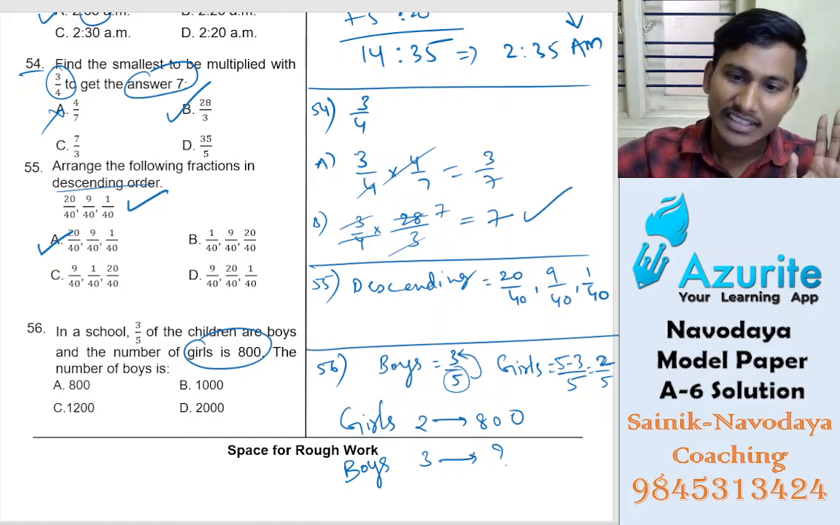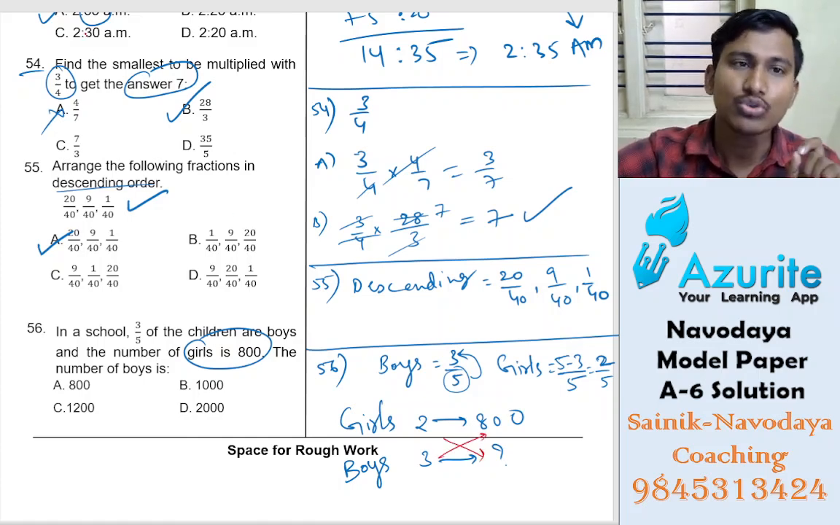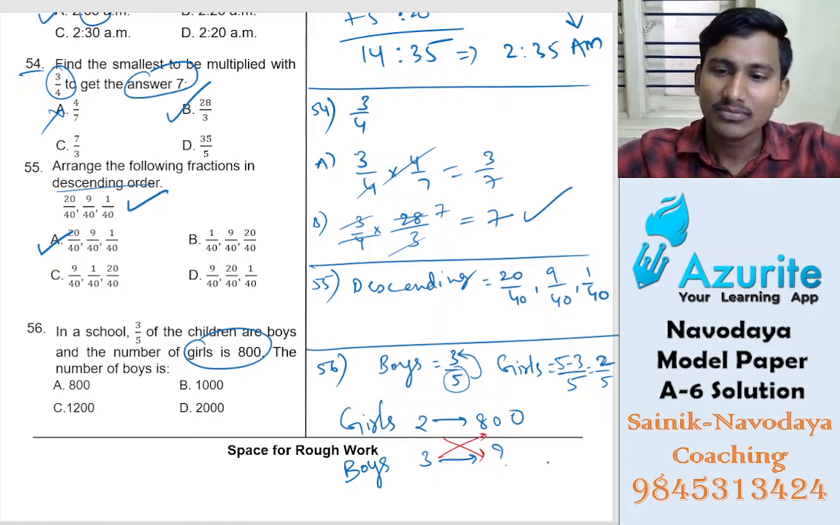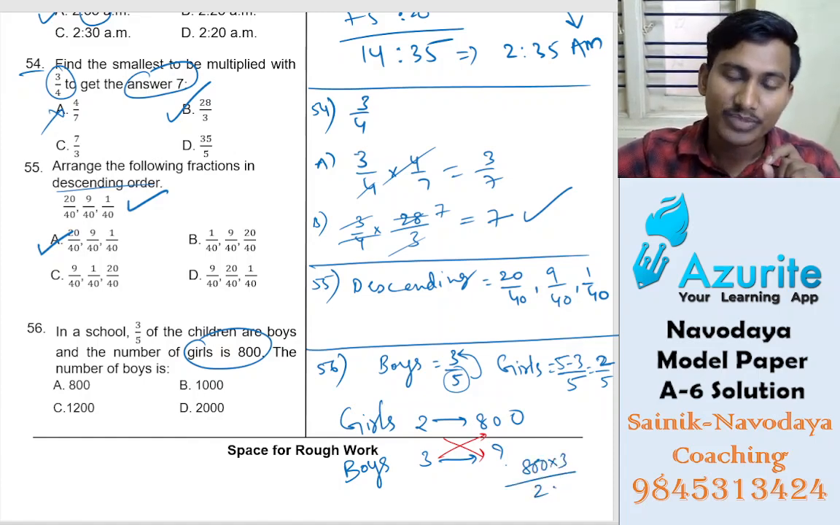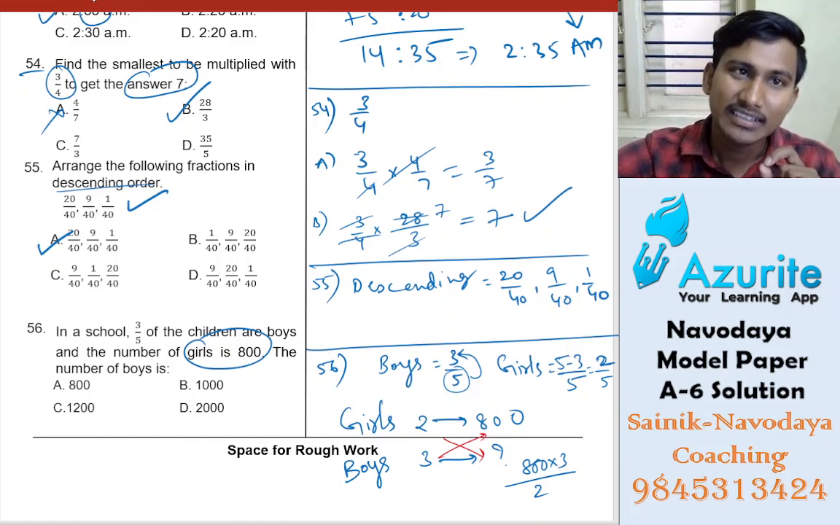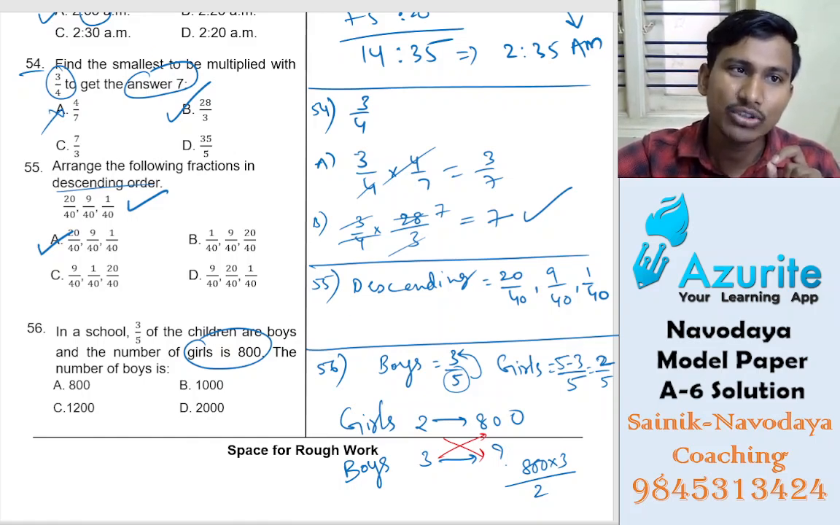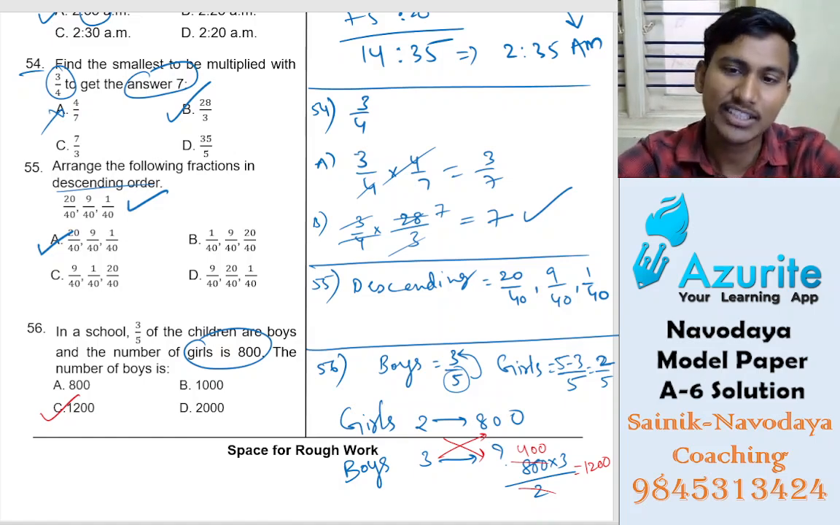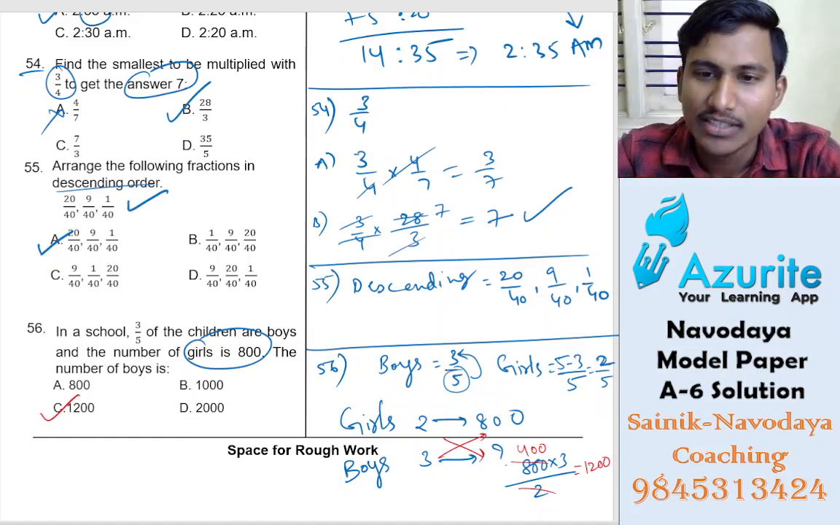That is 3, and here divide with 2. So what will be the answer here? That is 800 into 3 divided by 2. So 2 you cancel it out. That is 2 4s are 8, so 400. 400 3s is 1200. Answer option C here. Very easy. So 57 is, I think, an easy question, right?